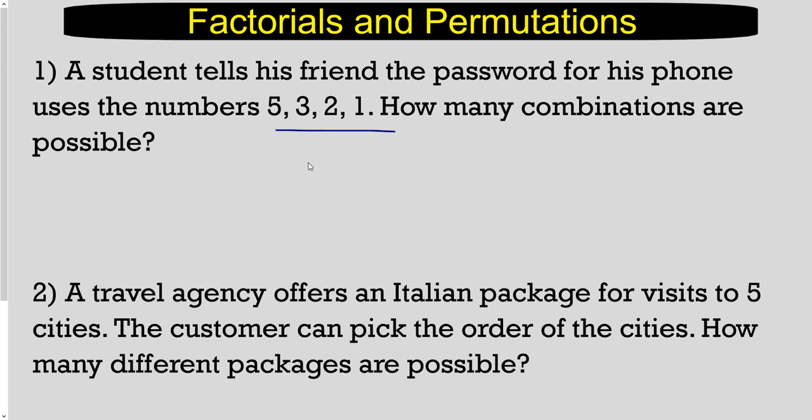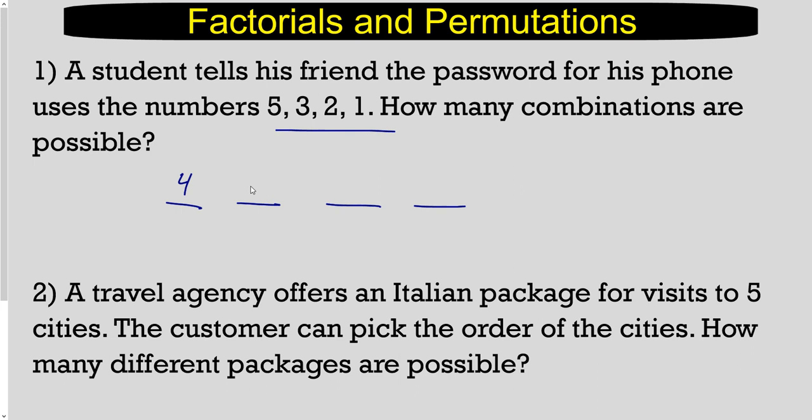How many possible combinations could you have to enter in order to come up with these? Well, think about it. There are 4 buttons you need to enter, right? How many choices do you have for that first button? Well, it could be any of those 4 numbers. So the first number could be any of the 4 things.